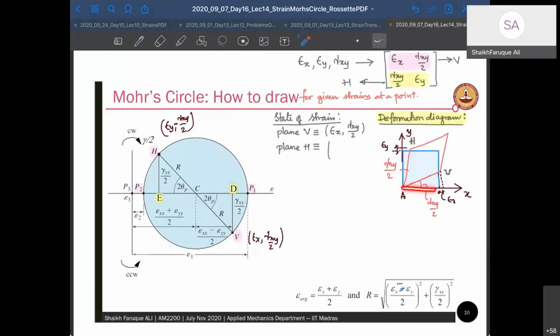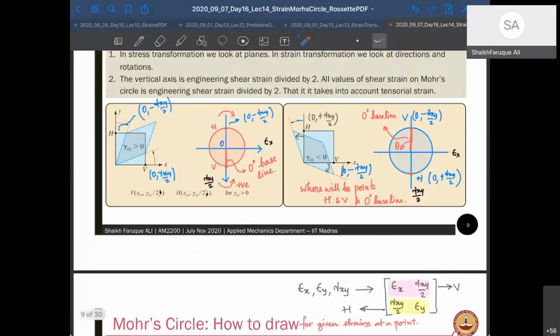So this is my undeformed plane, and the deformed plane, since it is a positive gamma xy, one side is going to be anti-clockwise and the other side is going to be clockwise, right? Therefore, at this H plane, it is clockwise motion. So I'm going to write it as epsilon y comma minus gamma xy by 2. This is what we just showed with this example, right?